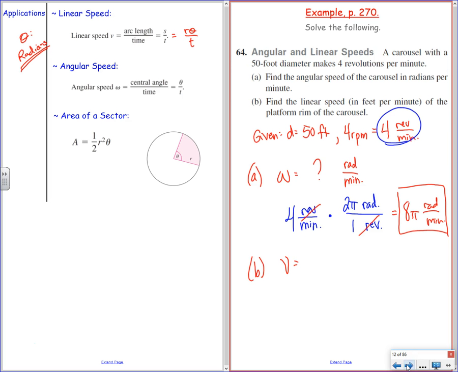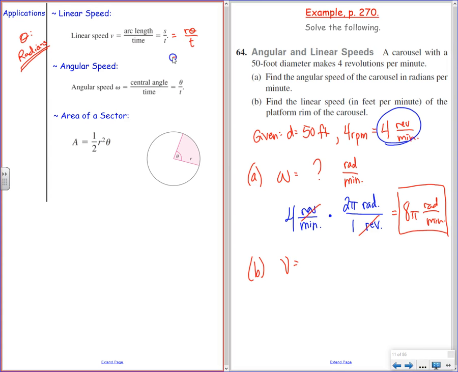Feet per minute. We have to get feet in there somehow. Maybe we should go look at the formula, because I don't know how to get feet in there. Revolutions and radians were really related, but how do we get feet? Well, the formula for linear speed says S over T, or R times theta over T.